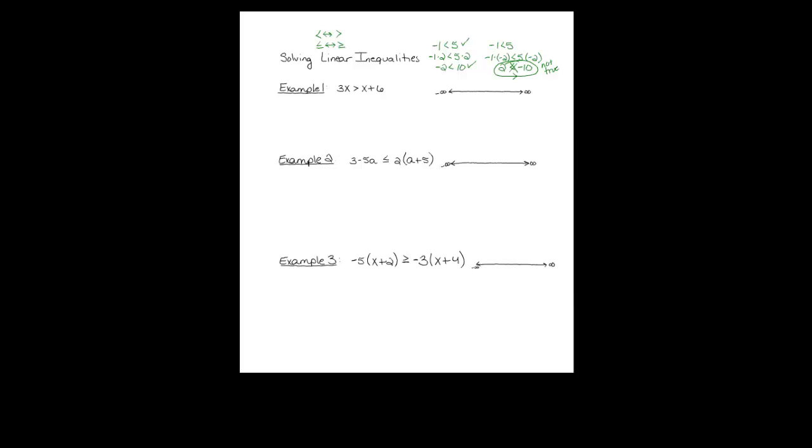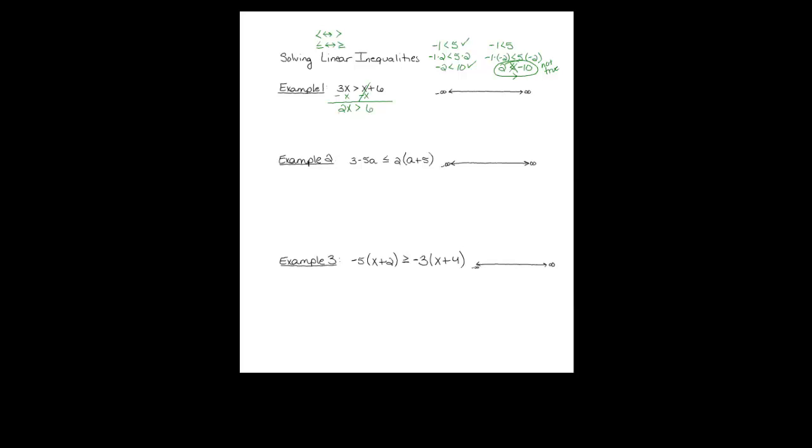Apart from that, it's going to be exactly the same as solving equations. So looking at example 1, we have 3x is greater than x plus 6. To solve this, I'm going to gather all of the x terms on one side of the inequality sign. And same as before, you could go either direction, but I'm going to subtract x from both sides. 3x minus x gives us 2x, copying down the greater than symbol. x minus x gives us 0, so it goes away and leaves us with 6 on the right.